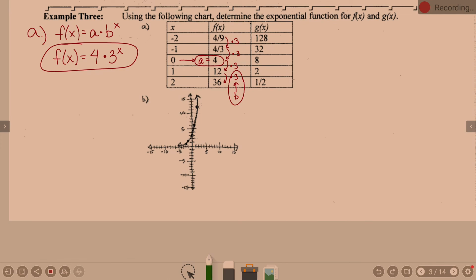G of x, I'm going to look at over here on the right side. What's my a value? 8. Okay, and realize we're using the same x's from the beginning, yes? We just have new y values. So a is 8 because that's happening when x is 0. How are we moving here? How do we get from 128 to 32, 32 to 8, 8 to 2, 2 to 1/2?